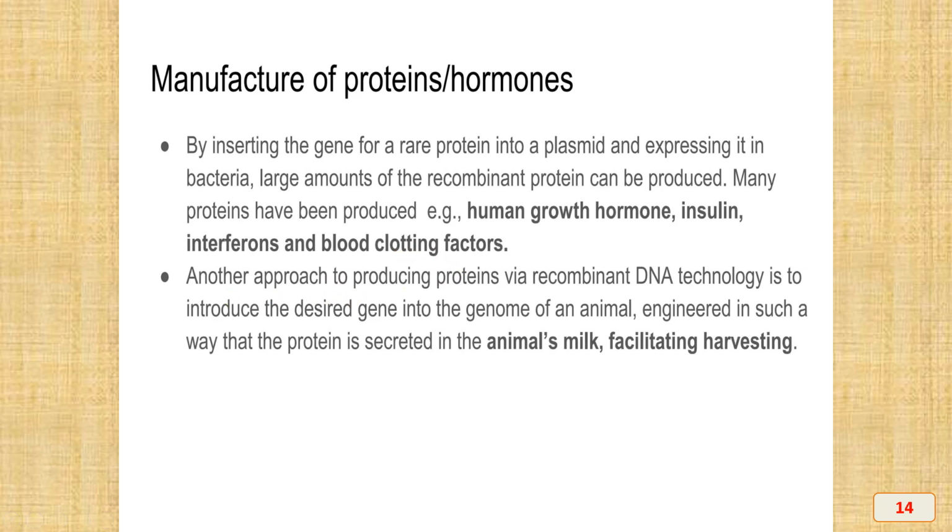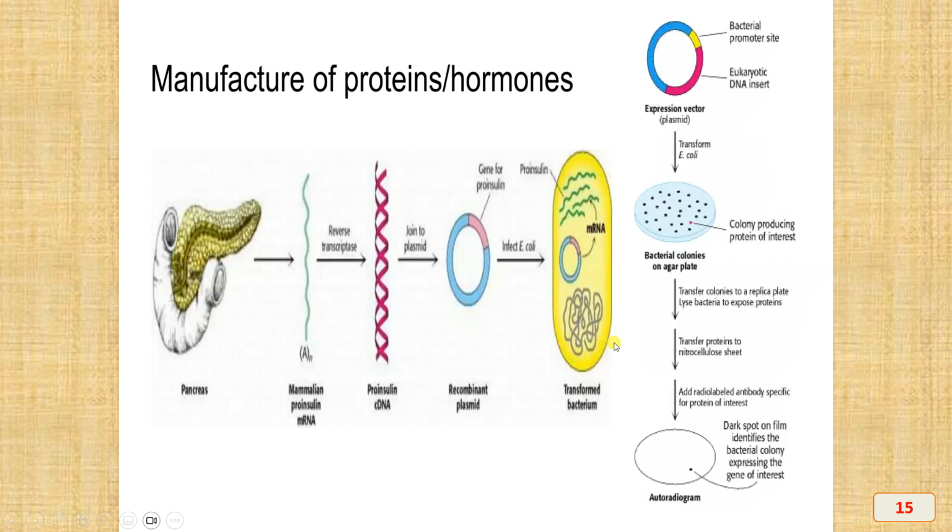Another approach for producing proteins via recombinant DNA technology is to introduce the desired gene into the genome of an animal, engineered in such a way that the protein is secreted in the animal's milk, facilitating the harvesting.